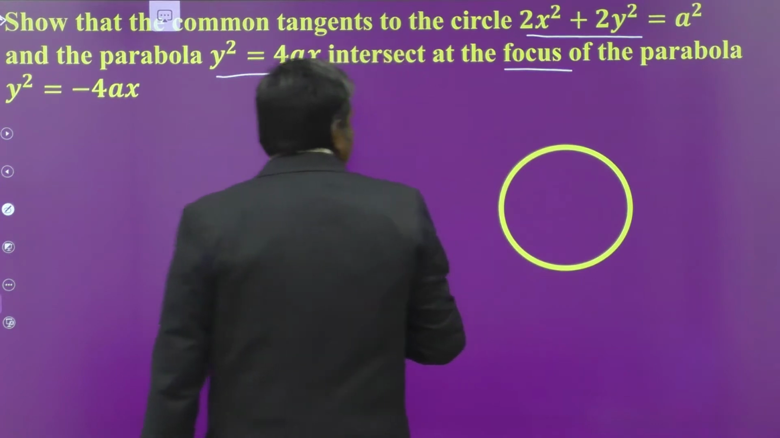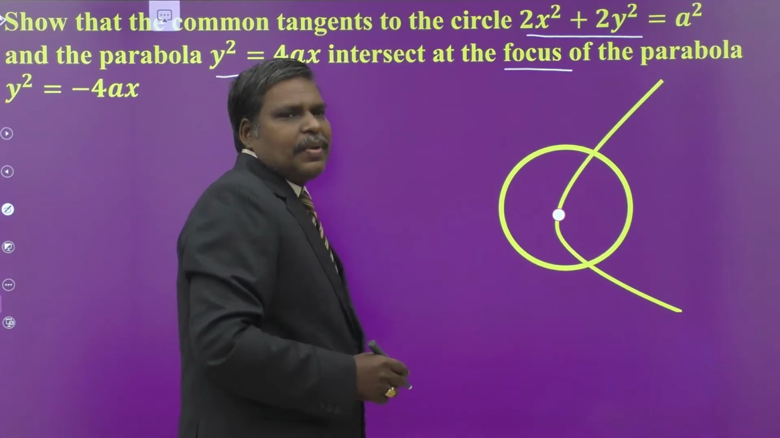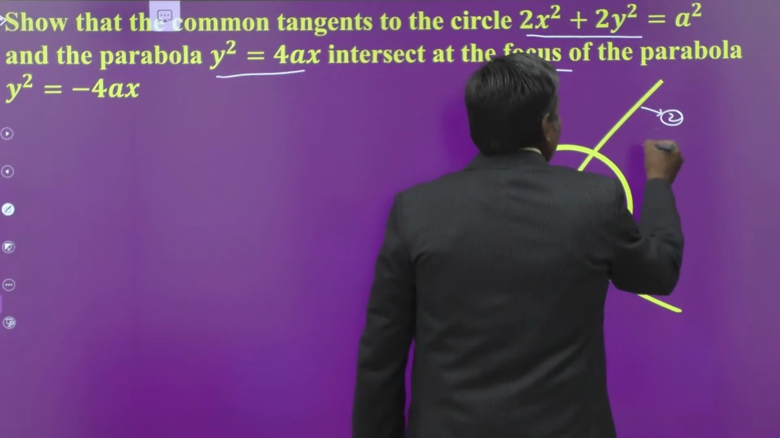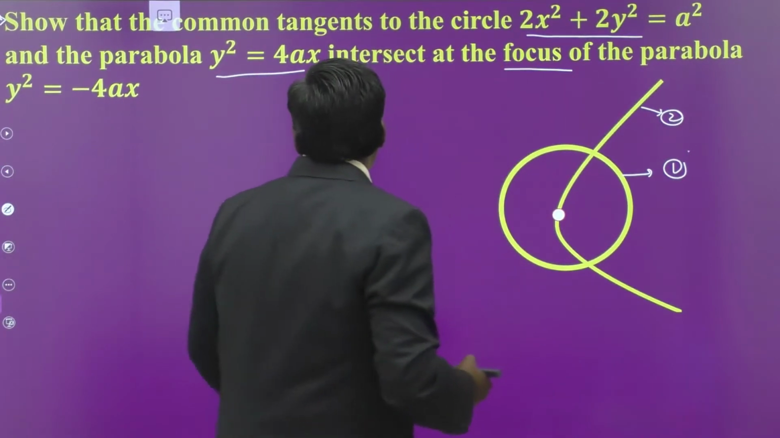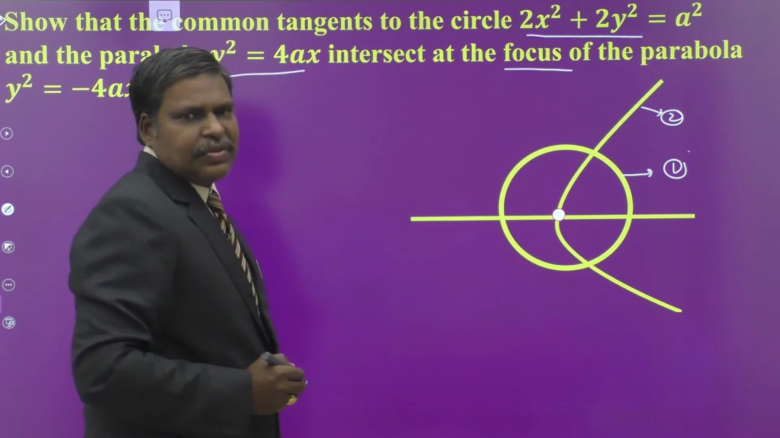So this is the circle x² + y² = a²/2 as shown in this figure, and this is the center of the circle. What is the vertex of the parabola y² = 4ax? Its vertex is also (0, 0). That means the center of the circle and the vertex of the parabola are coincident. So the parabola is like this. This is the parabola, equation number 2, and this is the circle represented by the equation 2x² + 2y² = a², equation 1. This is the axis of the parabola.